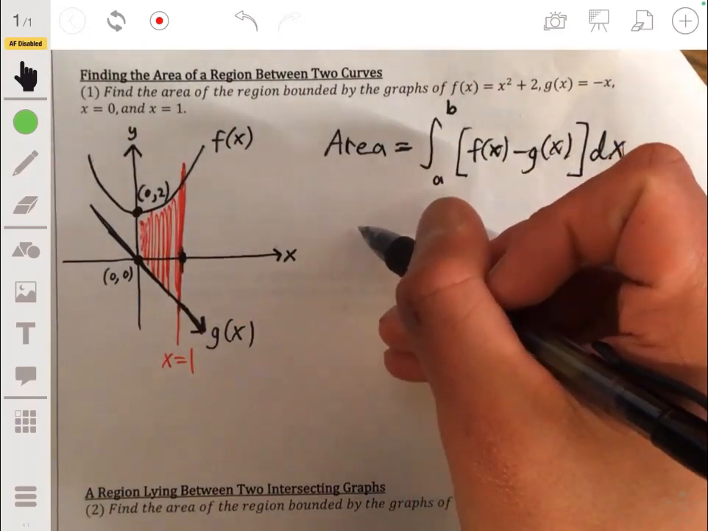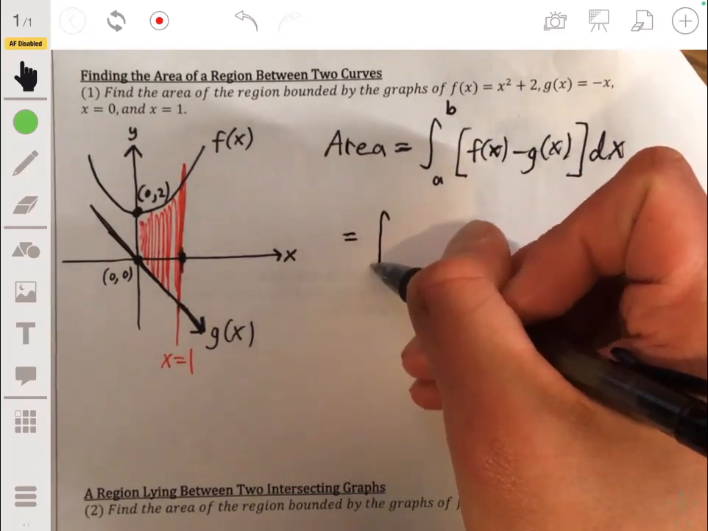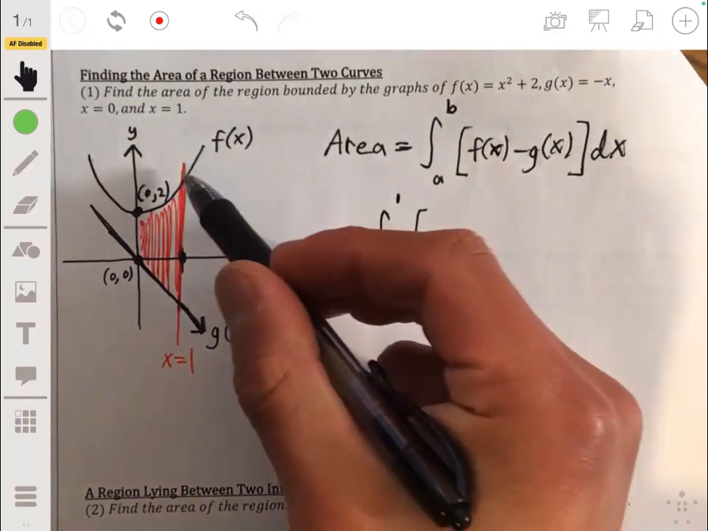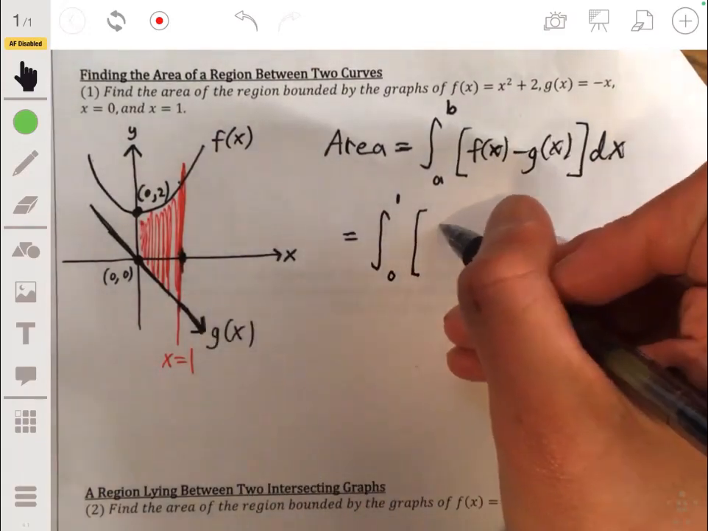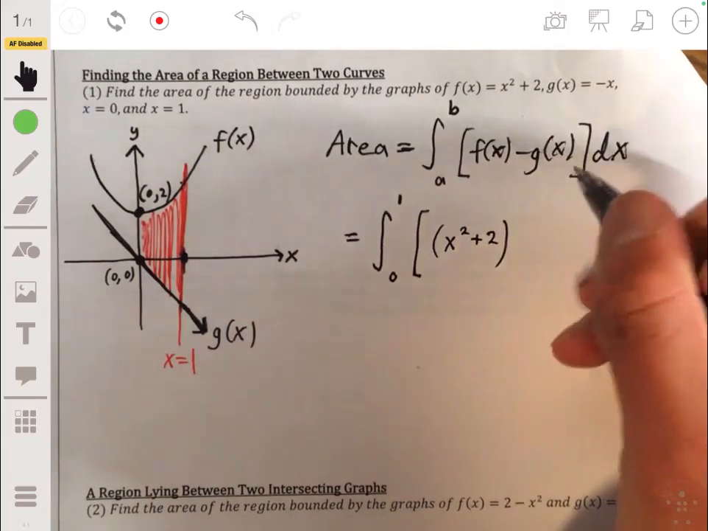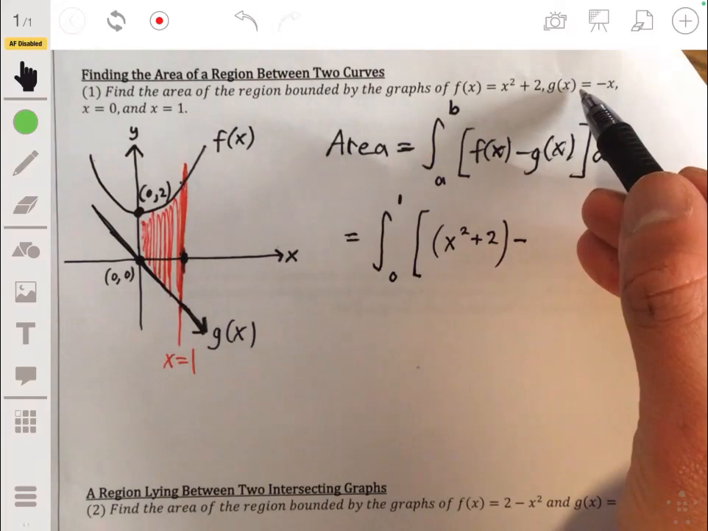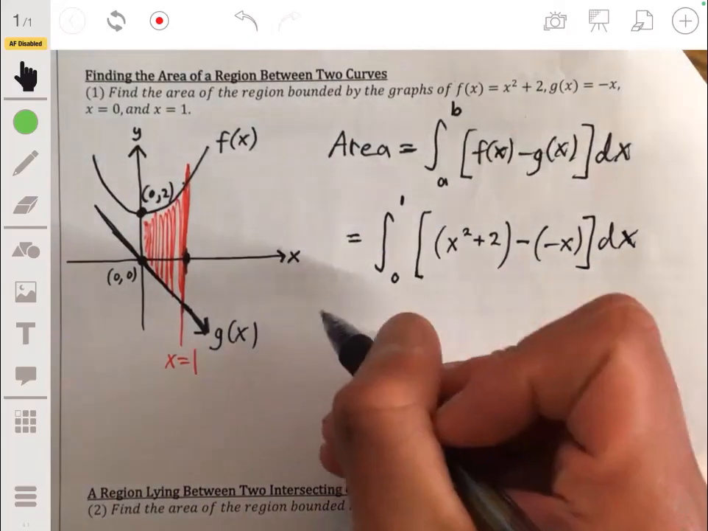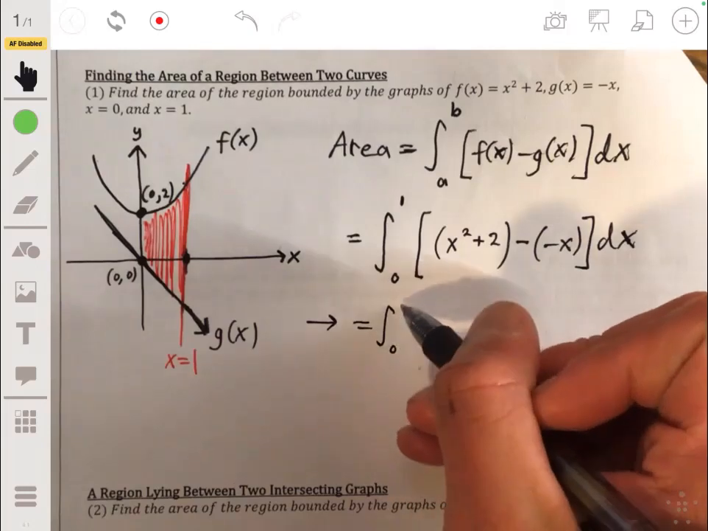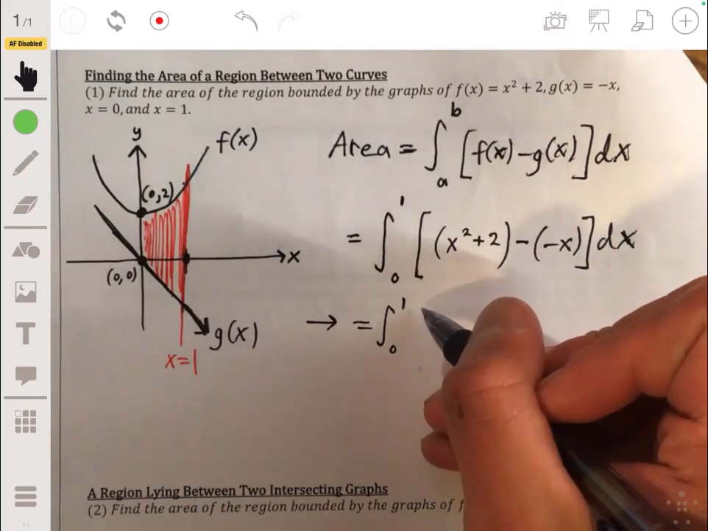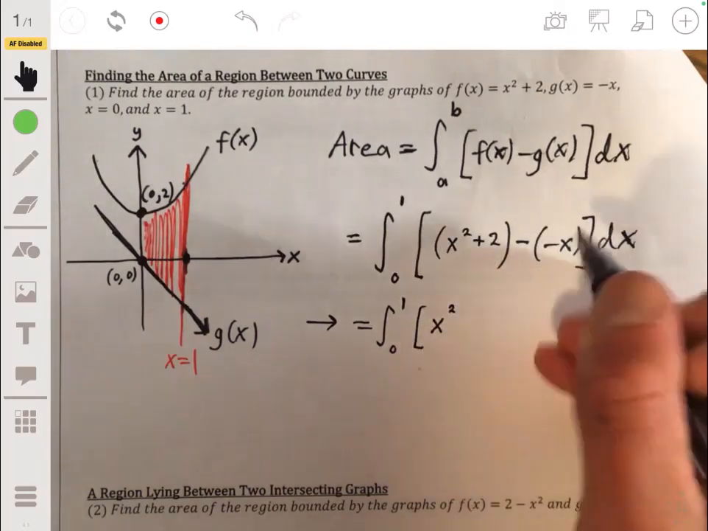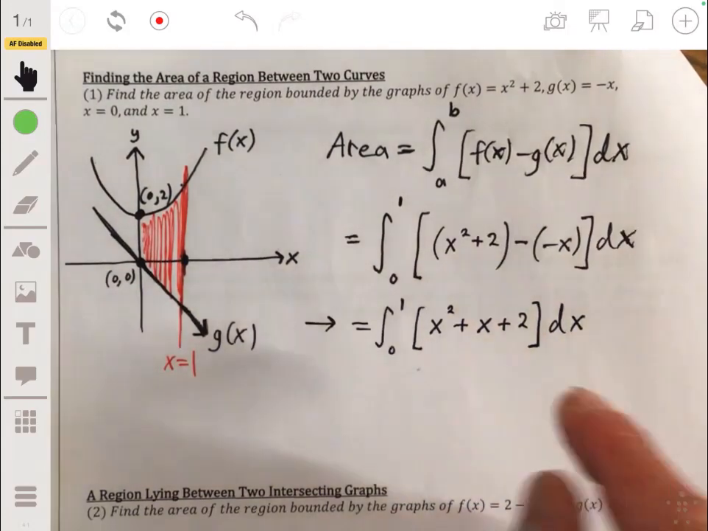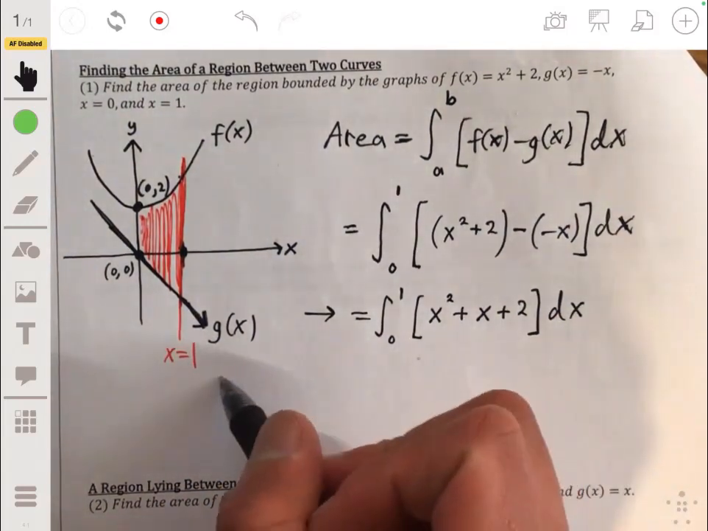So we'll have that our area will be the integral from 0 to 1 of f of x minus g of x. f of x is x squared plus 2, minus g of x, which is negative x. Let's just go ahead and simplify this. We'll have x squared plus x plus 2 dx. So all we have to do is integrate this, which isn't too bad of an integral.